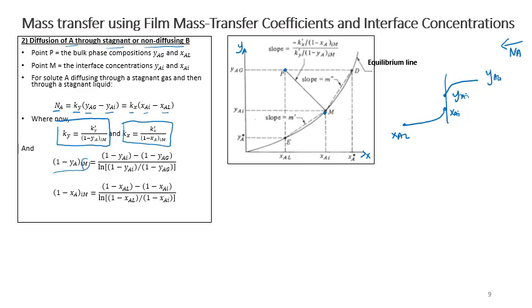I'm sure you have seen this log mean difference before, at least in heat transfer, the temperature T1 minus T2 over the log of T1 over T2 and so on. So just to say that the difference here is, if you have a diffusion of A through stagnant gas and stagnant liquid, this is the equation that you should be using.